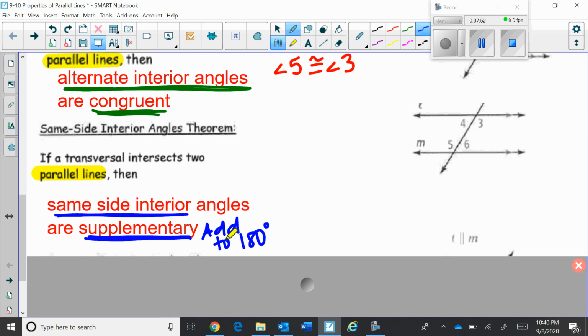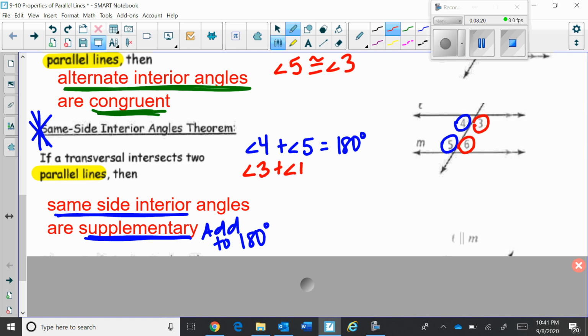All right, so this one is the different one. I'll go ahead and let you know, same side interior is the different one. So if these are adding to 180 and we set up our problems, angle 4 and angle 5 are same side interior. So that means angle 4 plus angle 5 is going to give you 180 degrees. If we focus on the other side, angle 3 and angle 6, angle 3 plus angle 6 gives you 180 degrees as well.